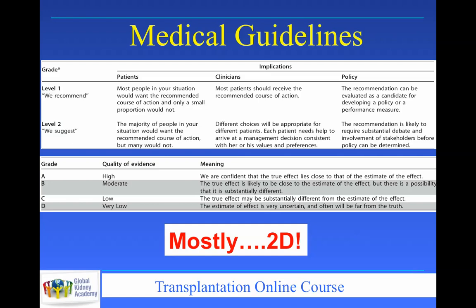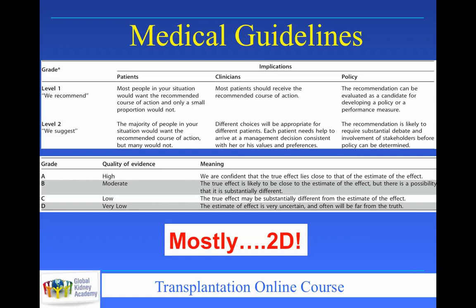And level 2 doesn't recommend anything because it can't. The evidence is not there. It is we suggest that the majority of people in that situation may benefit from that approach. And level 2 and level 1 are further graded into A, B, C, and D, and you'll find a lot of 2C and 2D, which is weak evidence, the quality of which is low or very low.